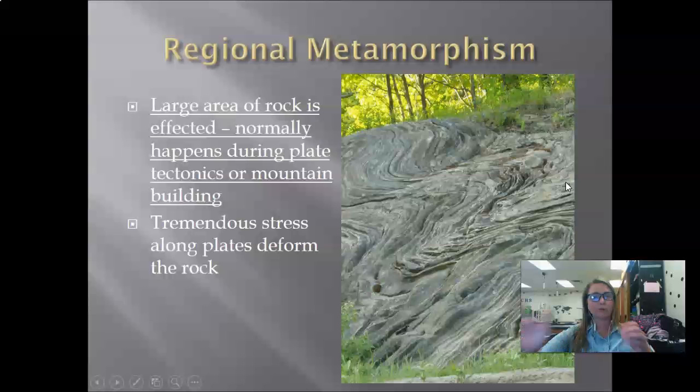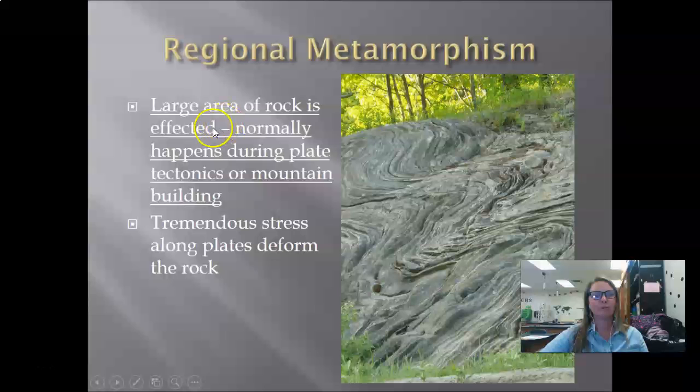Regional metamorphism is a huge scale. So contact is kind of small. Regional is going to be on a super large scale. It could be happening all along a plate boundary or a mountain region or whatever it may be. So this rock here is an exposed metamorphosed rock. It's called gneiss, with a G. It does look like a nice rock, but it's actually spelled with a G, it's a German name.